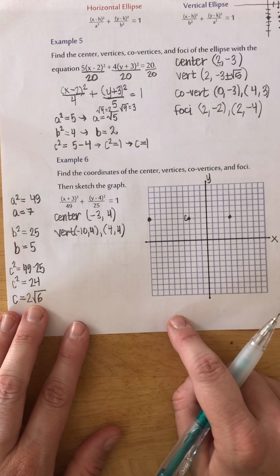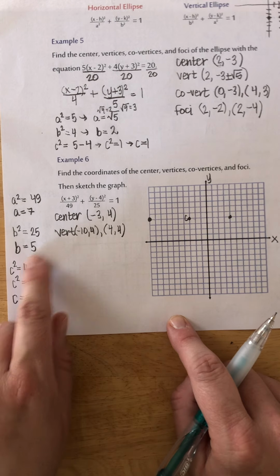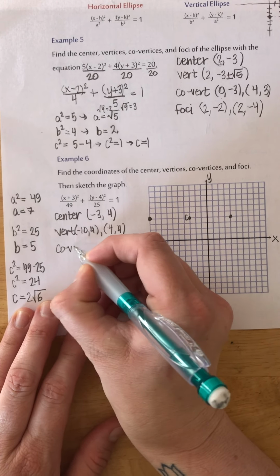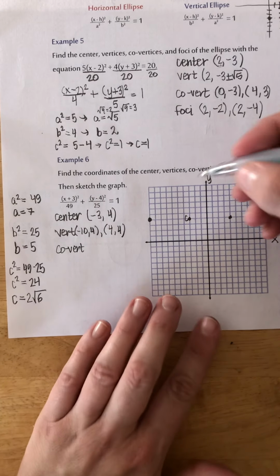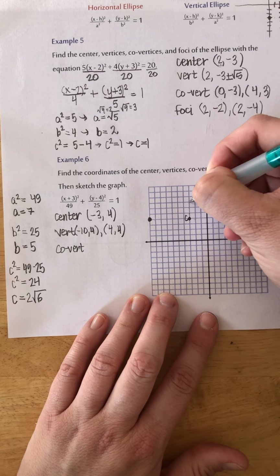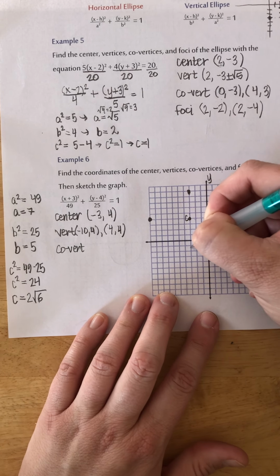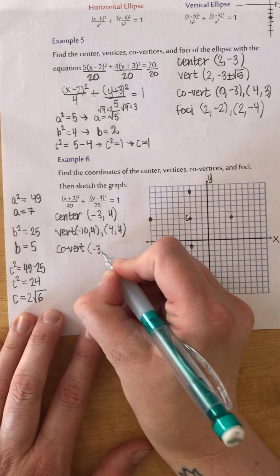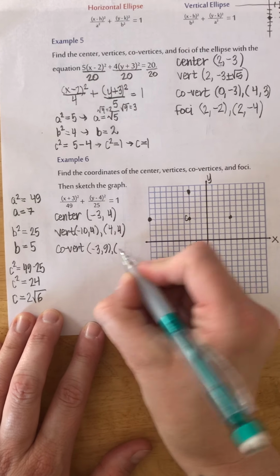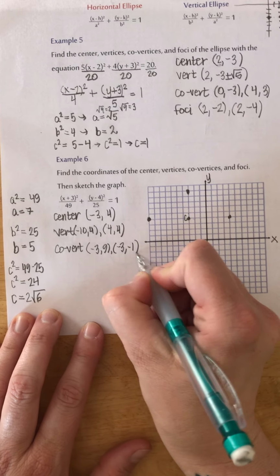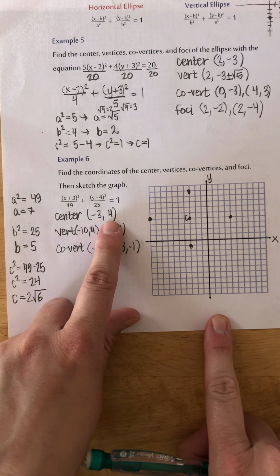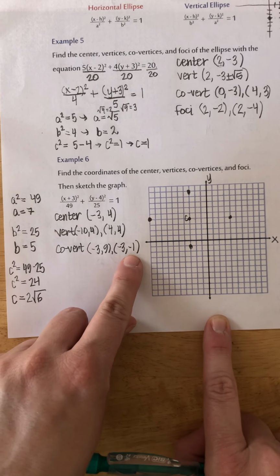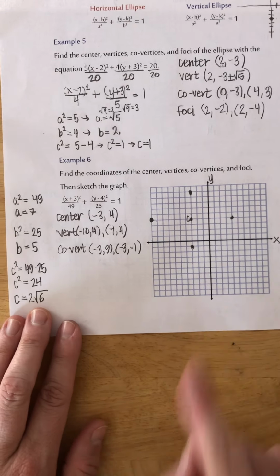All right, covertices come from B. Our B came from underneath the variable y. So we're going to be going up and down 5 spaces from the center. So I'm going to go up 5 and then I'm going to go down 5. So I have -3, 9 and -3, -1. Again, this time from the center, we just changed the y coordinate because we added 5 and we subtracted 5. The x coordinate did not change.